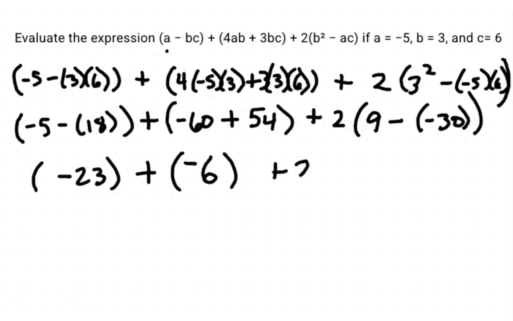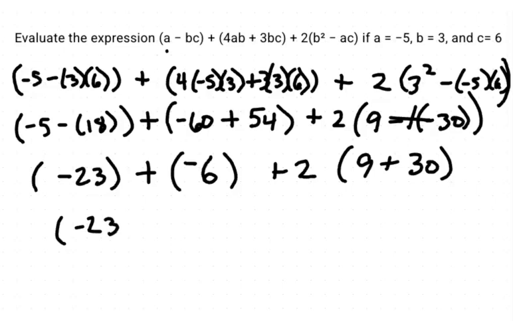I'm going to keep my 2 outside here. Minus and minus is a plus, so it's going to be 9 plus 30. Okay, that's a trick. Negative, negative. Make that a nice big plus. Tell yourself, add, add, add. All right, -23. I'll rewrite it. I'm going to go down 6.